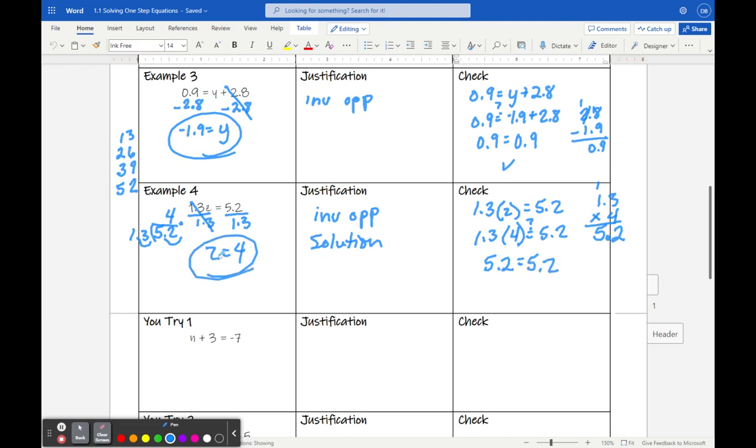My solution is z is equal to 4. That is correct. At this point, I want you to pause the video and do the you try 1 and 2. Feel free, if you get stuck, to rewind the video and watch again, or use the steps at the top. Go ahead and pause the video, and I'll see you in just a minute.